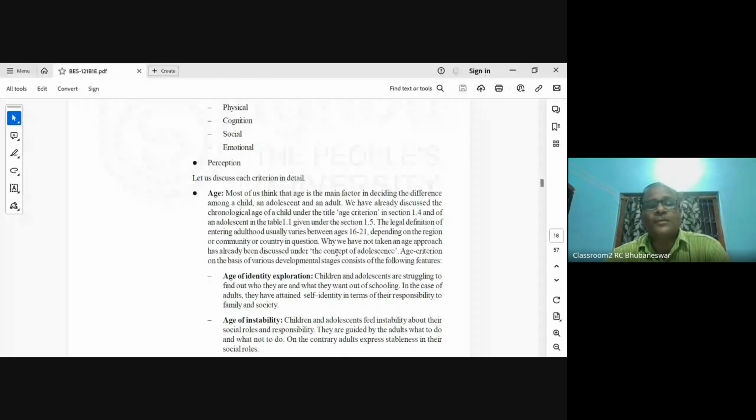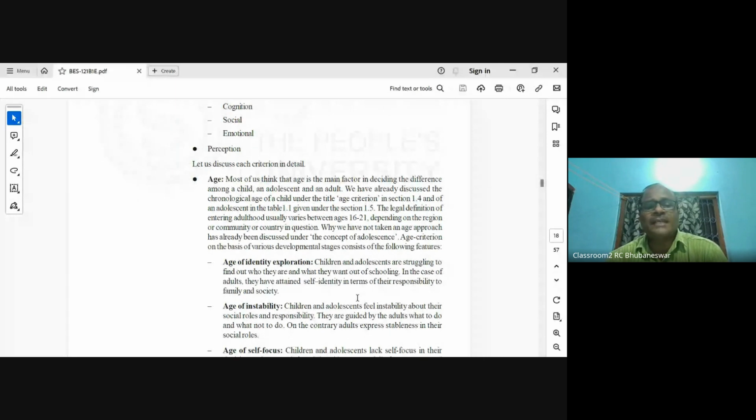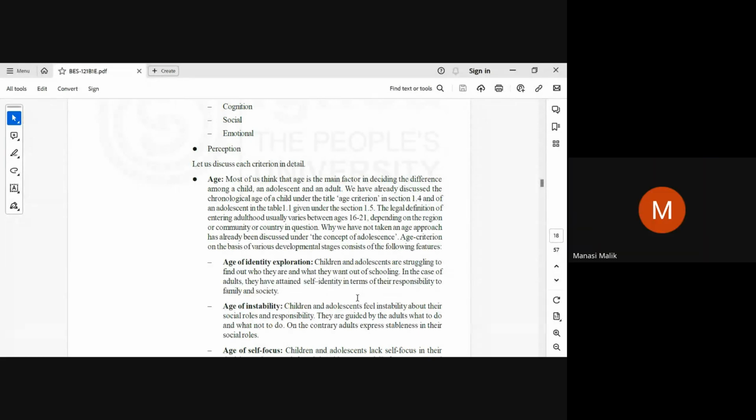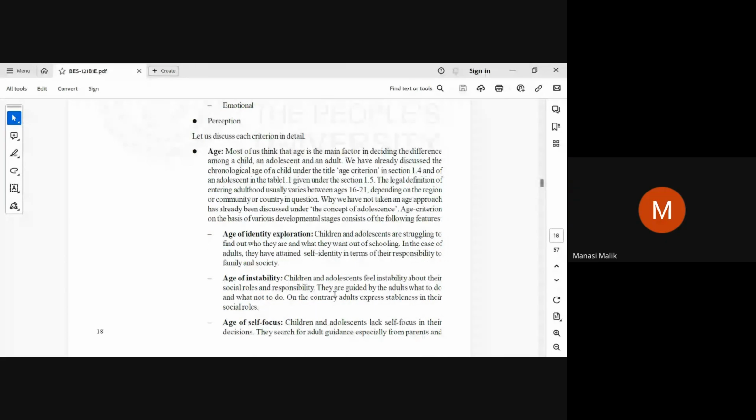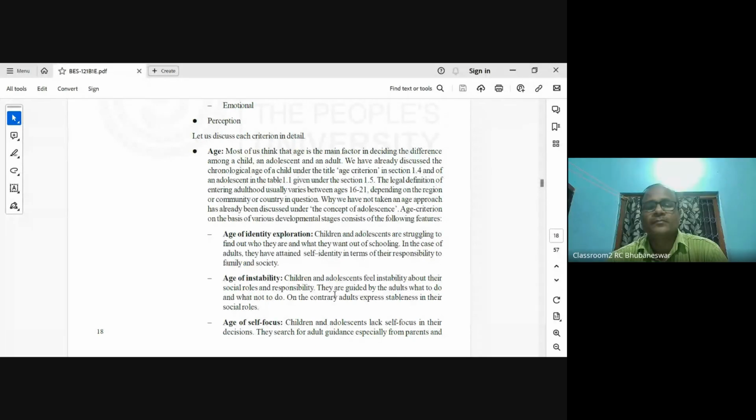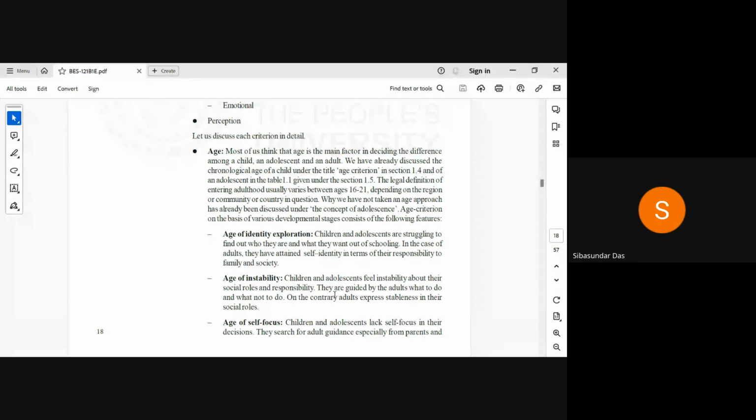Now think about age. What is the age of the adolescent period? What is the age of the adolescent period? Anybody? So 0 to 18 years. Adolescent period, 13 to 19. 14 to 19. 14 to 19.